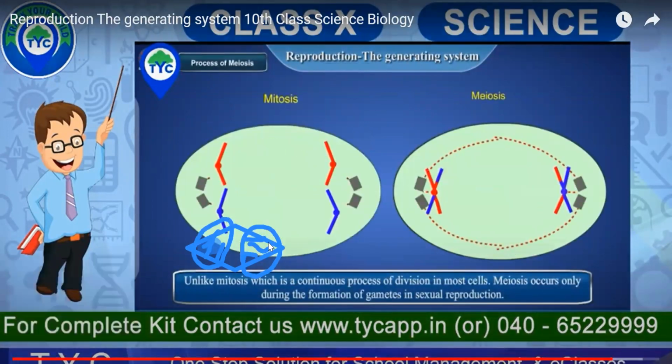But now you just see how it is happening in meiosis. You have seen that division in mitosis. So what is the difference between mitotic and meiotic division? Mitosis is a division where fission takes place, separation and multiplying, whereas meiosis is a reduction division, and you see that it is fusing. So unlike mitosis, which is a continuous process of division in most cells, meiosis occurs only during the formation of gametes in sexual reproduction.